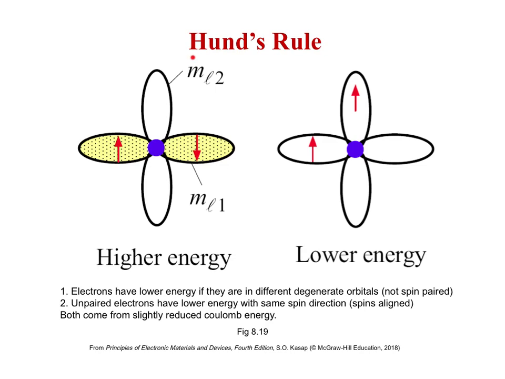To add more electrons, we need to use some of Hund's rules. It turns out that 2 electrons spin-paired in the same orbital have higher energy than 2 electrons in different degenerate orbitals. It also turns out that unpaired electrons have lower energy if their spins are aligned, meaning they're pointing the same direction. Both of these results come from a slightly reduced Coulomb energy for these electrons.